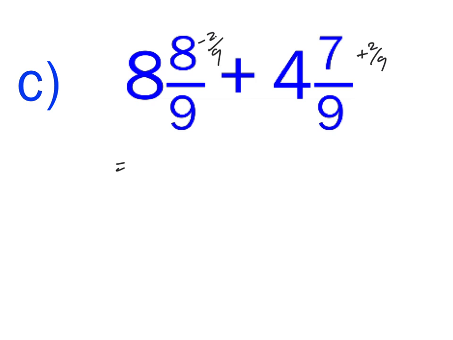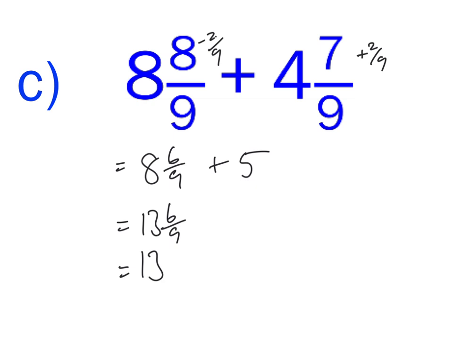So what does the first fraction become? 8 and 6/9. And what does the second fraction become? 5. Now we can combine these easily because one of them is a whole number and the other is a mixed fraction. 5 plus 8 gives us 13, so 13 and 6/9. Is that in its most simplified form? No. Bryce, what can we divide 6 and 9 both by? 3. Very good. What do we get, Bryce? 2 over 3.